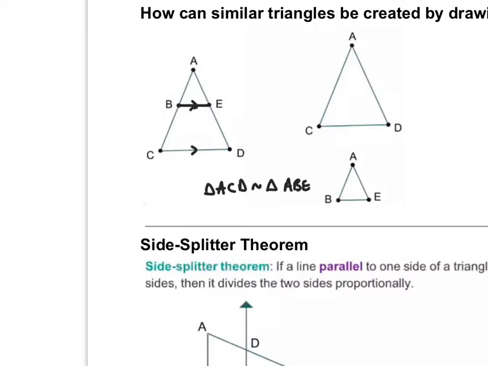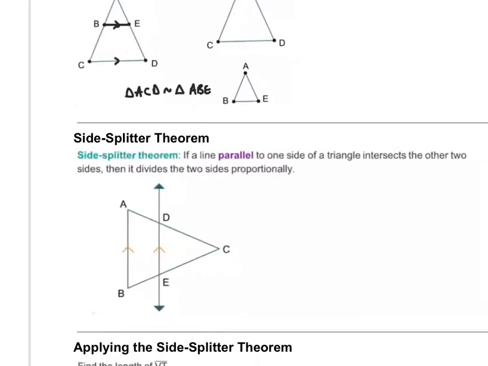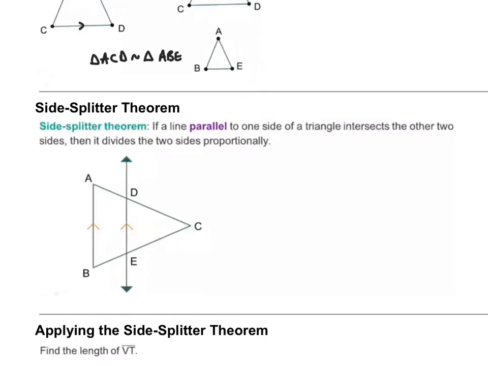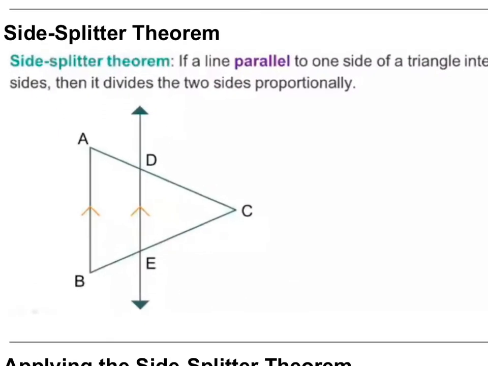And the reason why is because of this thing called the Side-Splitter Theorem, okay? What the Side-Splitter Theorem says is that if a line parallel to one side of a triangle intersects the other two sides, then it divides the two sides proportionally, okay? And so we could do this a couple of different ways.